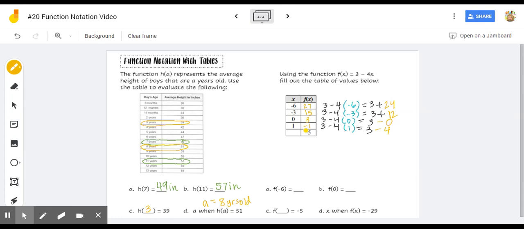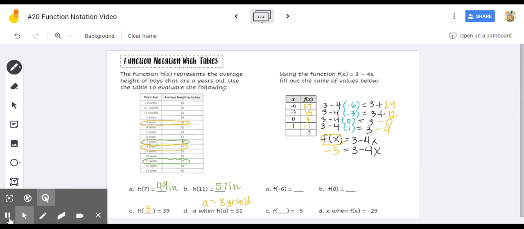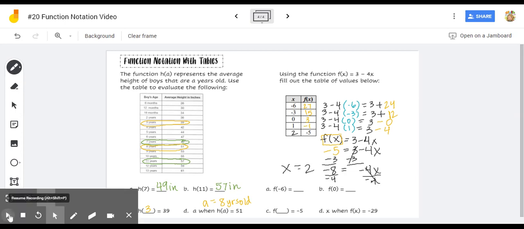All right, now this last question reverses our process. If we know the output is -5, they're asking you for the input. To figure this out, you're going to have to use the equation from up above. Our output is -5, or f of x, and then we're solving for x. We're going to have to subtract 3 from both sides and divide by -4, which means our x value has to be 2.